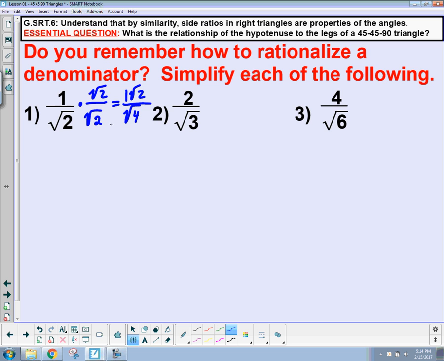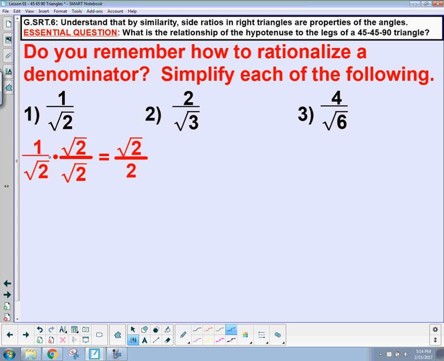And I'm going to come right down here. What's the square root of 4? 2. We don't need the 1 out front, so root 2 over 2. That's it. Okay? That's all you're doing, multiplying by whatever that denominator is over itself. Okay? Do the same thing, root 3 over root 3, because we're trying to get rid of this radical. Multiply it across, boom. We get 2 root 3 over 3.